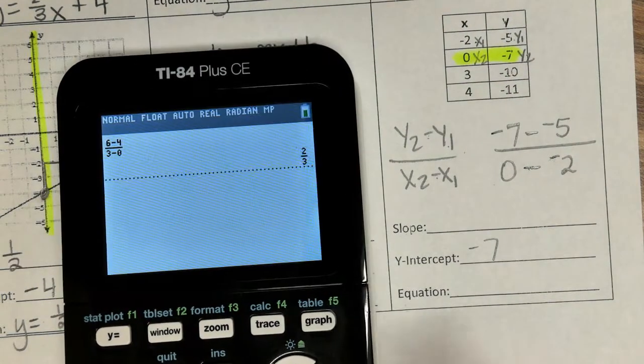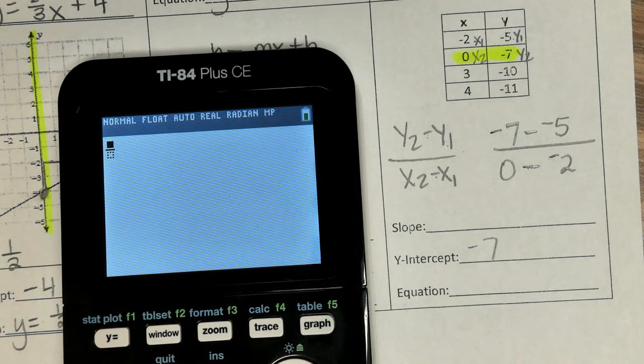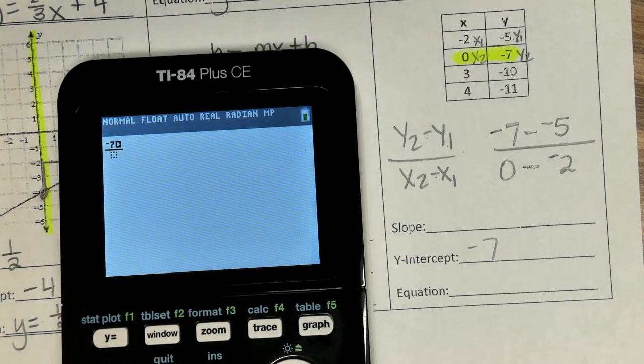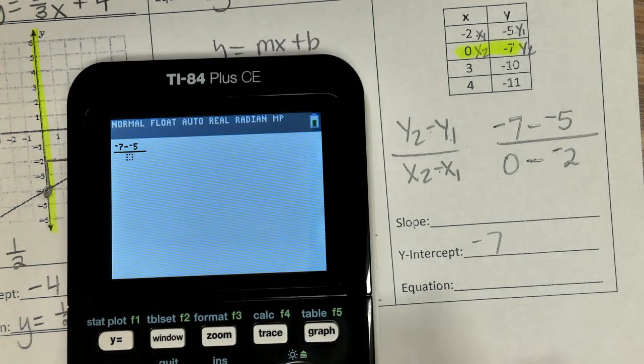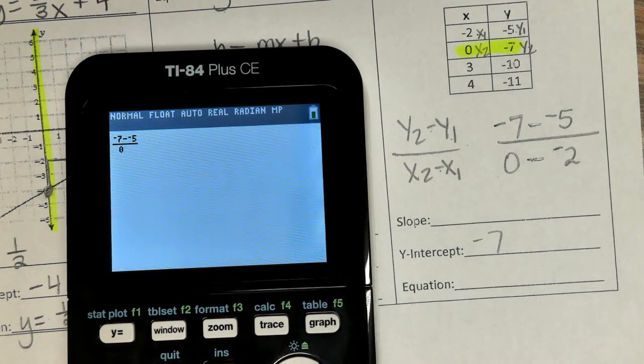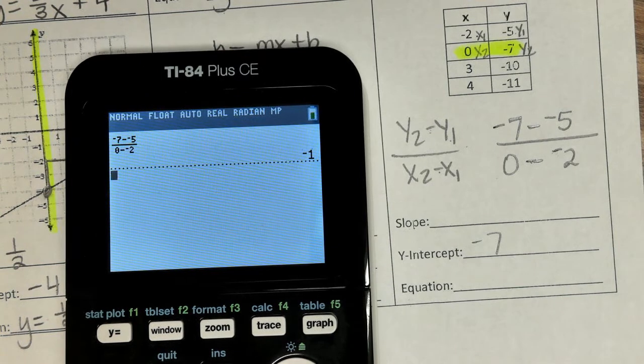So I go to alpha y equals, and I do -7, and then make sure you hit your subtraction button, then -5. And then 0 subtract -2. And that's my slope.